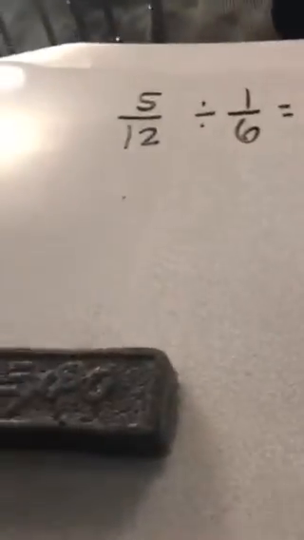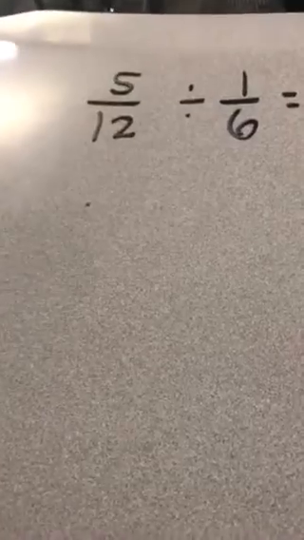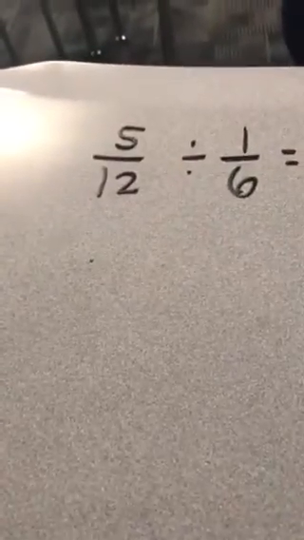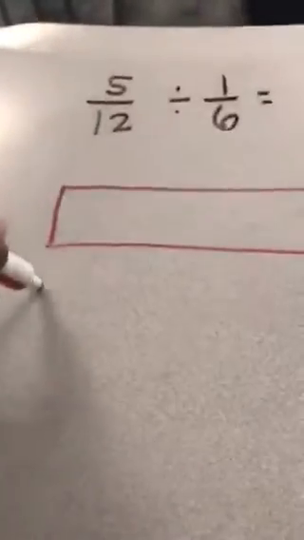I'm going to come over here and show you a second method you can do to solve this problem. The second method would be to draw 2 tape diagrams. So first I'm going to draw one for 5/12. Or actually I'm going to make 2 tape diagrams. And I'm going to make sure they are about the same size.